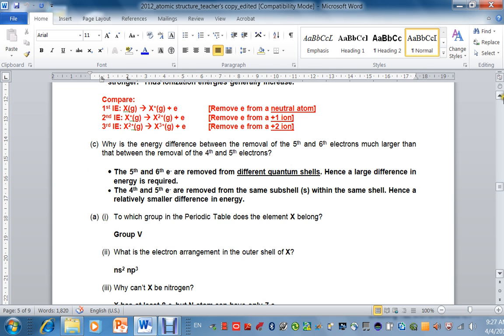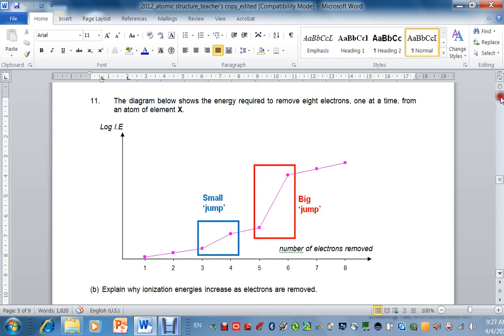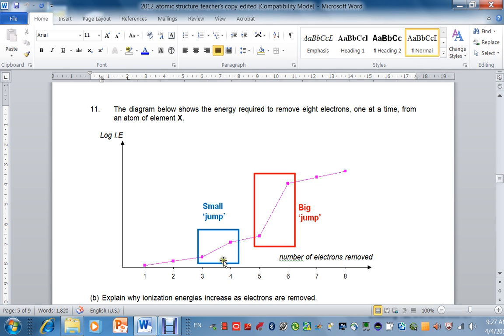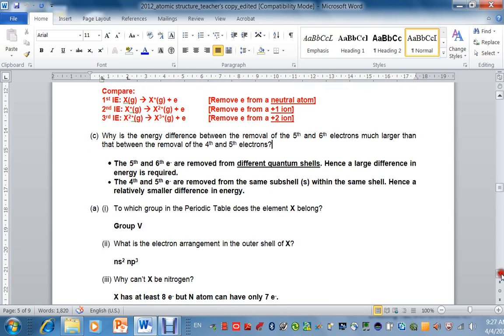Okay, so in other words, these 5 electrons are being removed from the outermost shell. But from the 6th electron onwards, it comes from an inner shell. The electron in an inner shell is much closer to the nucleus, so it requires more energy to remove. So that's why you see this very big jump. When you see this very big jump, it tells you that there is a change in the quantum shell. So that's the answer for part C.